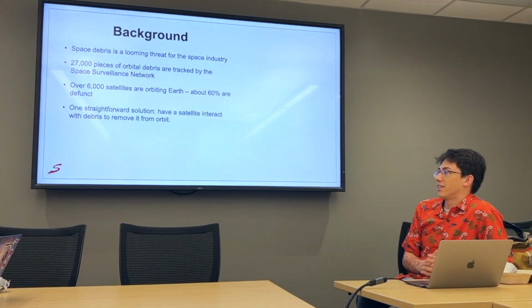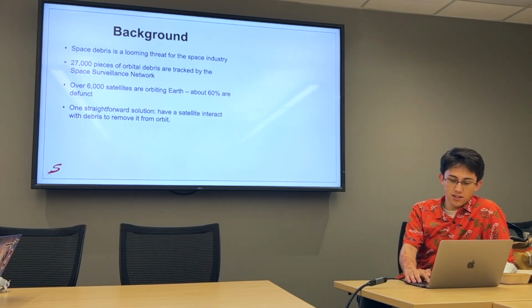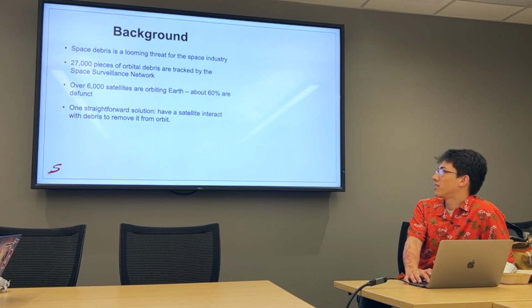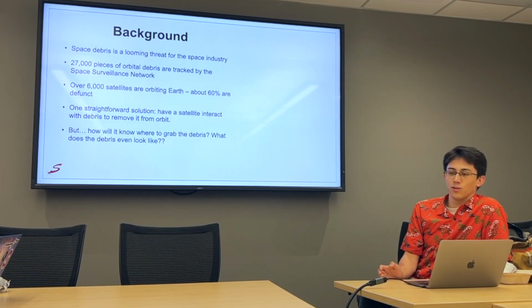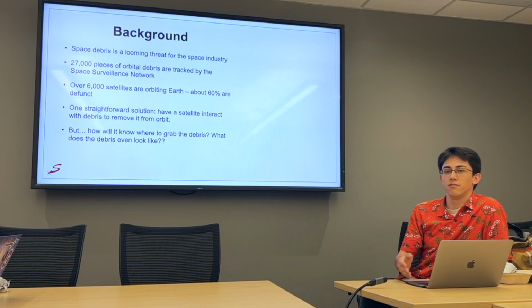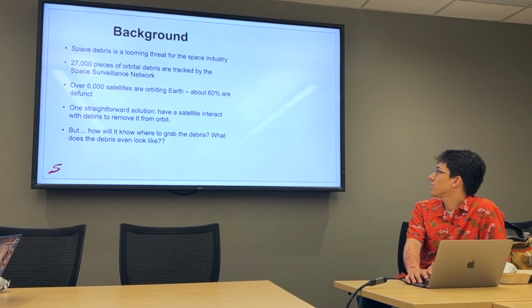Now, as far as I've seen, there isn't one accepted solution, but one straightforward solution is to have a satellite interact with debris and just remove it from orbit. And while I was thinking about this, I was like, okay, how would you actually go about doing this? The first roadblock I ran into was, okay, you have an arm, but where are you going to grab the debris? What's the best way to approach it? How do we even know what it looks like? And that was my motivation to get more involved with this project.